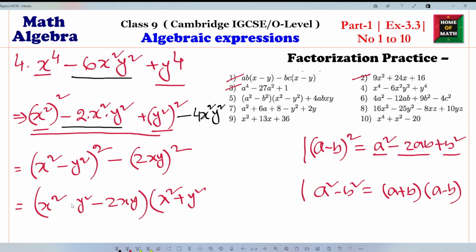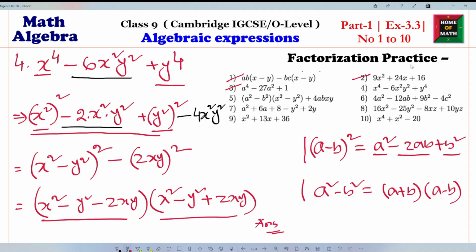So look, this one is minus, so (x² − y² − 2xy)(x² − y² + 2xy). Okay, now this is our answer.